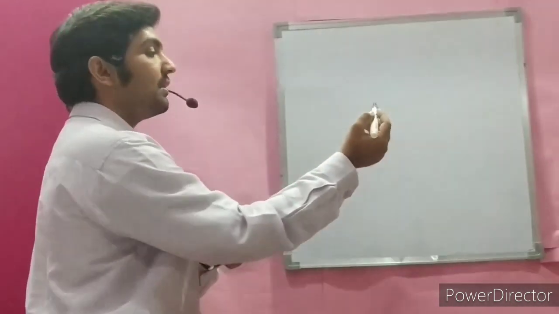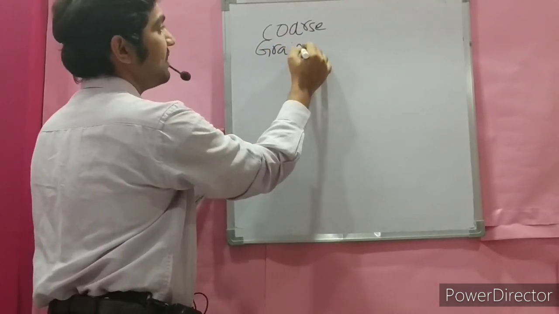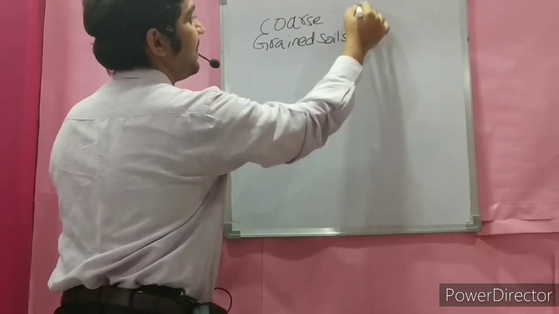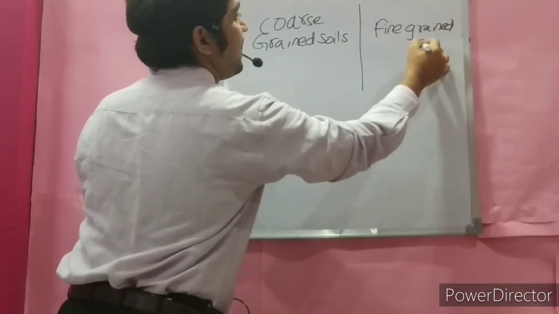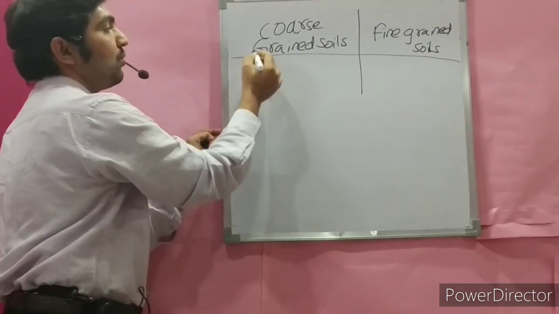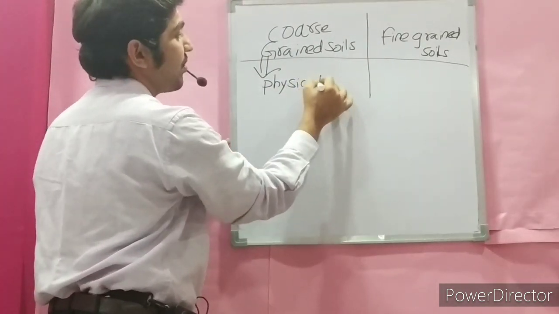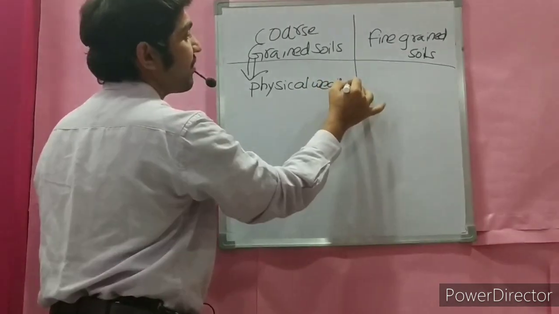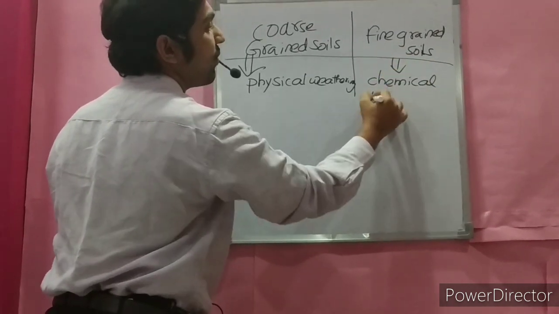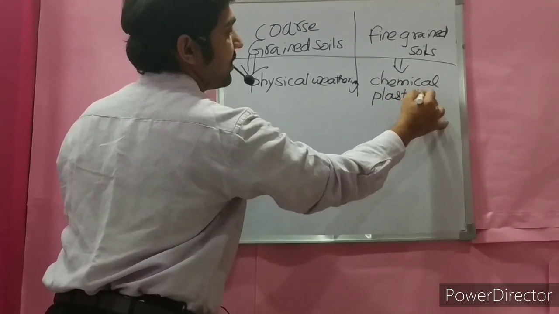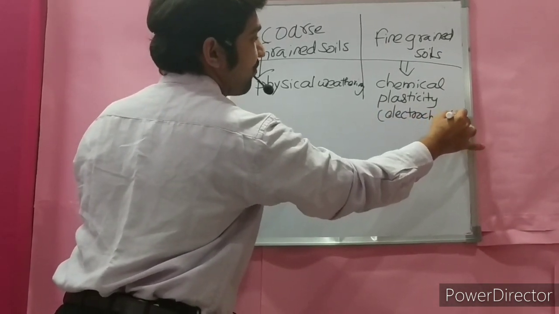Today's class we are going to discuss the differences between coarse grained soils and fine grained soils. From our first lecture onwards, we have been discussing that coarse grained soils are formed from physical weathering, and fine grained soils are formed from chemical weathering. That's why fine grained soils have plasticity characteristics, due to the electrochemical forces. Due to the electrochemical environment they are formed.